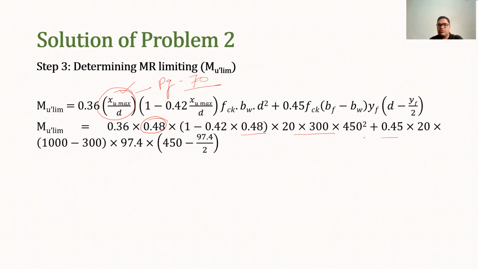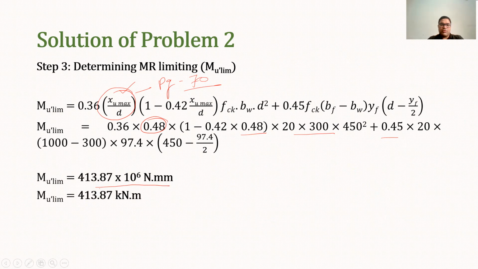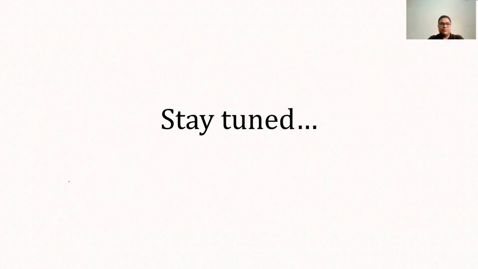Putting all the values, we get the value of MU limiting as 413.87 into 10 raised to power 6 Newton mm. We can convert this into kilonewton meter by dividing by 10 raised to power 6. So we get MU limiting as 413.87. In this problem, we are required to find out AST limiting and MU limiting. That is what we have found out. So that concludes the solution of this problem. In the next part, we will take another problem.